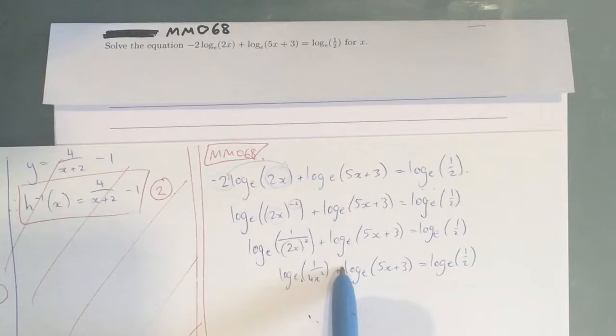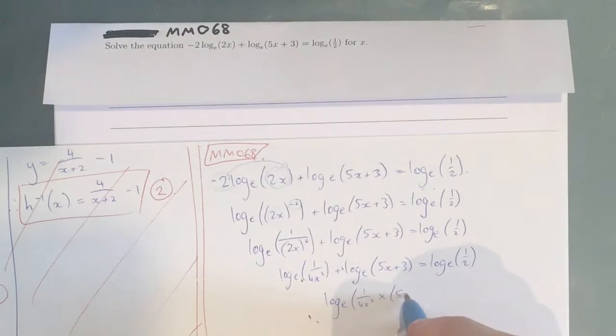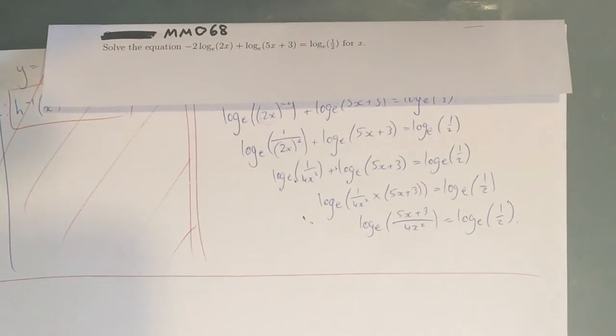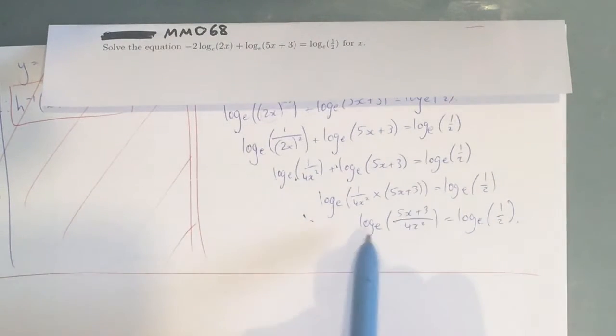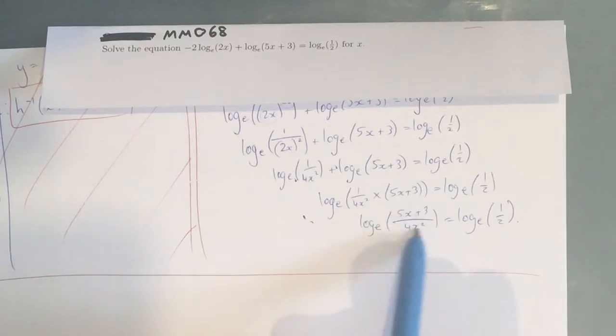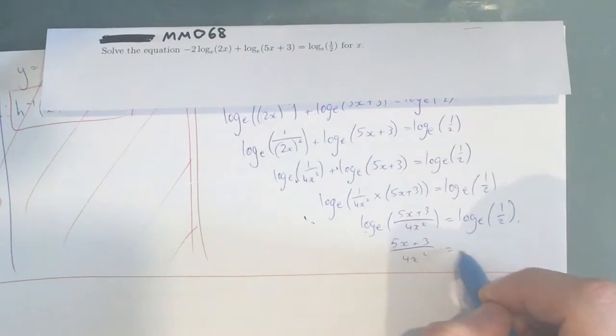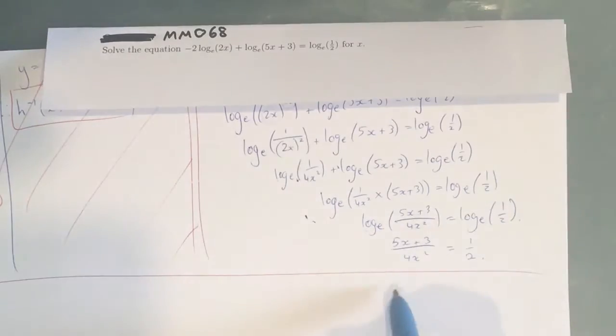Whenever we've got two logs added together with the same base, we can multiply the brackets together and merge it into one log. So we get log e of 1 over 4x squared times 5x plus 3 equals log e of 1/2, which means that log e of (5x plus 3) over 4x squared is equal to log e of 1/2. This is what I mean by saying we want a log on each side, so that we can then make the brackets equal each other. Now we've got log e of something equals log e of something, which means whatever's in these brackets has to equal each other. So we get 5x plus 3 over 4x squared equals 1/2. We simply cross out the logs and make the brackets equal each other.